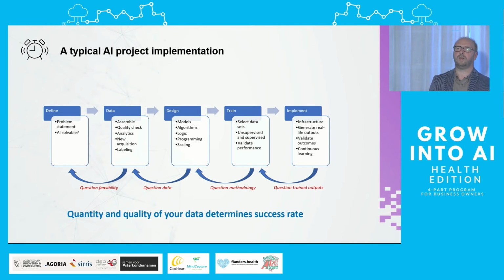And then you come down to data. And we'll talk a bit more about data in the next session. But data is key. You need to have it. It needs to be of good quality. You need to have enough of it. And you need to analyze it before you use it. You have to be really sure it's solid. Only then can you start to design your models, train your models, and implement them.